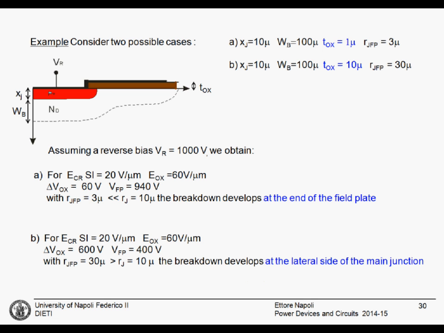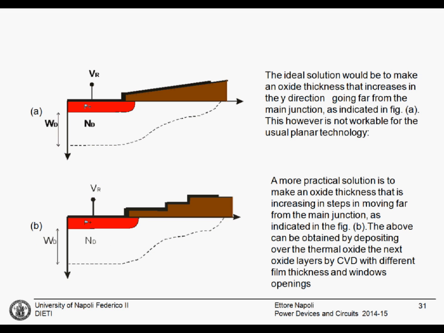The optimum value is between these two values. Maybe 5 microns of thickness of silicon oxide will optimize the breakdown voltage. This is another possible solution. It must be said that a lot of effort has been spent in optimizing these field rings and field plates in order to improve the breakdown voltage.